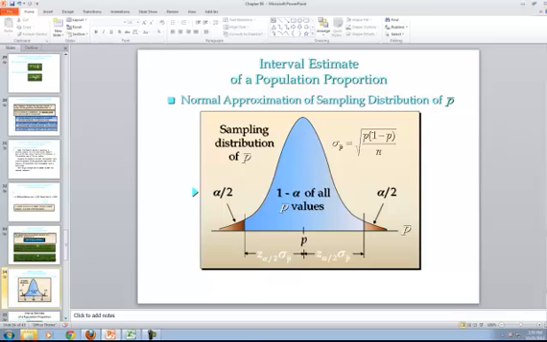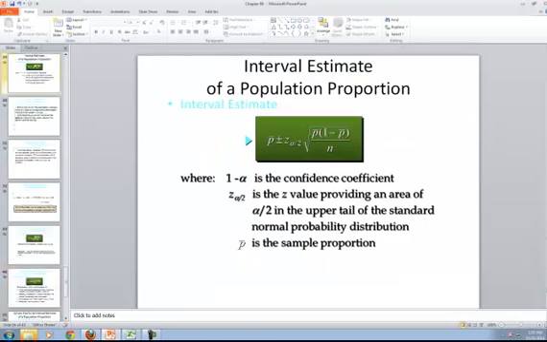The picture is analogous to the population and the sample means. We determine alpha, which determines our 1 minus alpha, and we will then determine what the critical z's are that are consistent with our degree of confidence. And this is the formula. It does look very much like the formula for the interval estimates for the sample mean, right? So here we have the sample proportion p bar plus or minus the critical z times the square root of p bar times 1 minus p bar all over n.